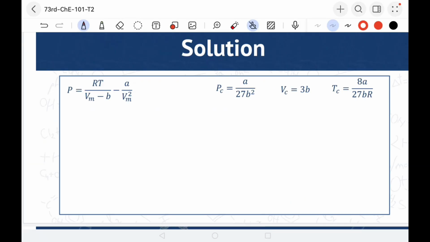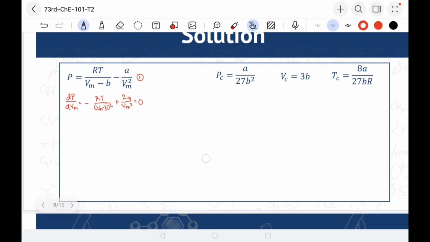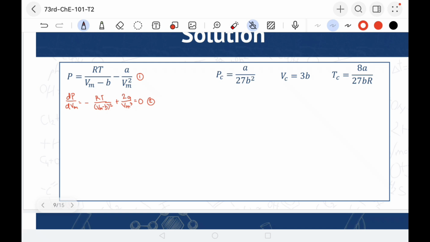To start off, let us label the original van der Waals equation, equation 1. Next, let us differentiate the van der Waals equation with respect to Vm to get dP over dVm is equal to negative RT over (Vm minus B) squared plus 2A over Vm cubed. Let us equate this to 0, since if you look at the graph, the critical point is a turning point in the graph of the function. Let us label this equation 2.